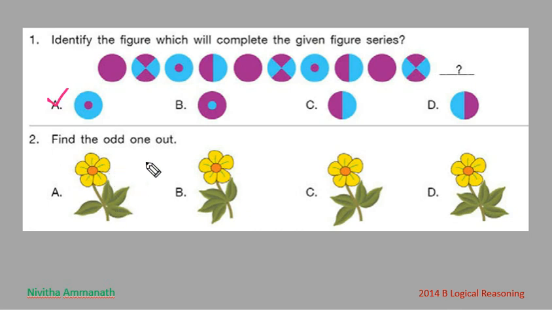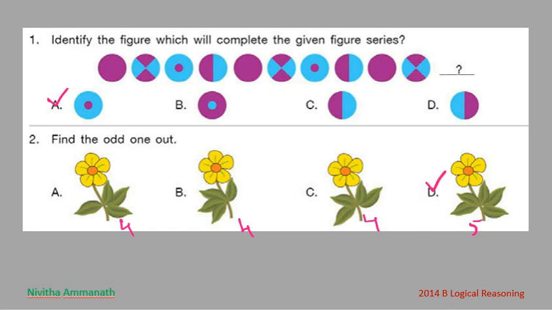Next one, find the odd one out. Here, how many leaves are here? 4 leaves. Here also 4 leaves. Here also 4 leaves. But here there are 5 leaves. So, D is the odd one.